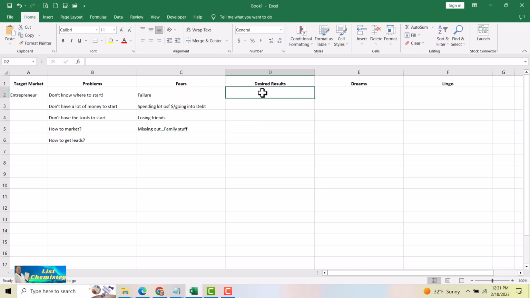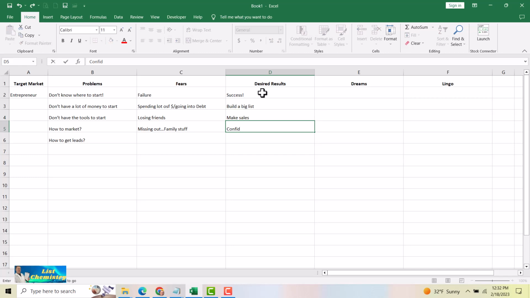Desired results. Obviously, everyone wants success. Maybe they want to build a big list. That could be something that they want to have for their own. Obviously, we want to make sales. And in the process, you make sales, maybe you're making more money, you're getting your list to be built, and the long thing, obviously, is going to be that success. And so maybe you're building your confidence. Something as simple as that. Maybe that's one of their main goals, is to build confidence.